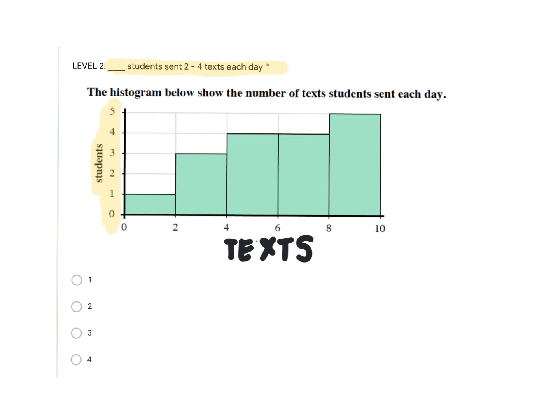So if we are looking for 2 to 4 text messages, that would be right here. Okay, so 2 to 4 text messages would be this bar right here. So all we have to do is look over to the left to see how many students sent 2 to 4 text messages each day. And that would be 3. So my answer is 3. What we need to remember is that I want you to look at the interval. The minute you see the interval, you go find that at the bottom of the graph, and you'll know right away what bar or group of bars they're talking about.